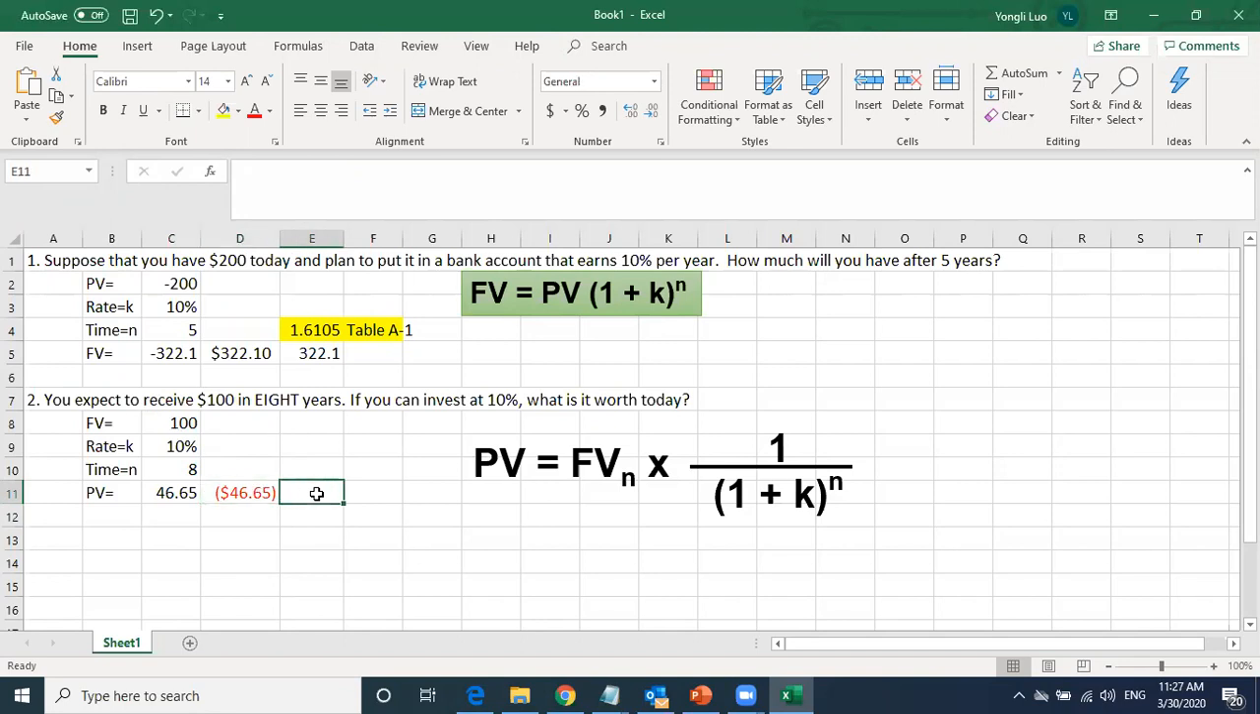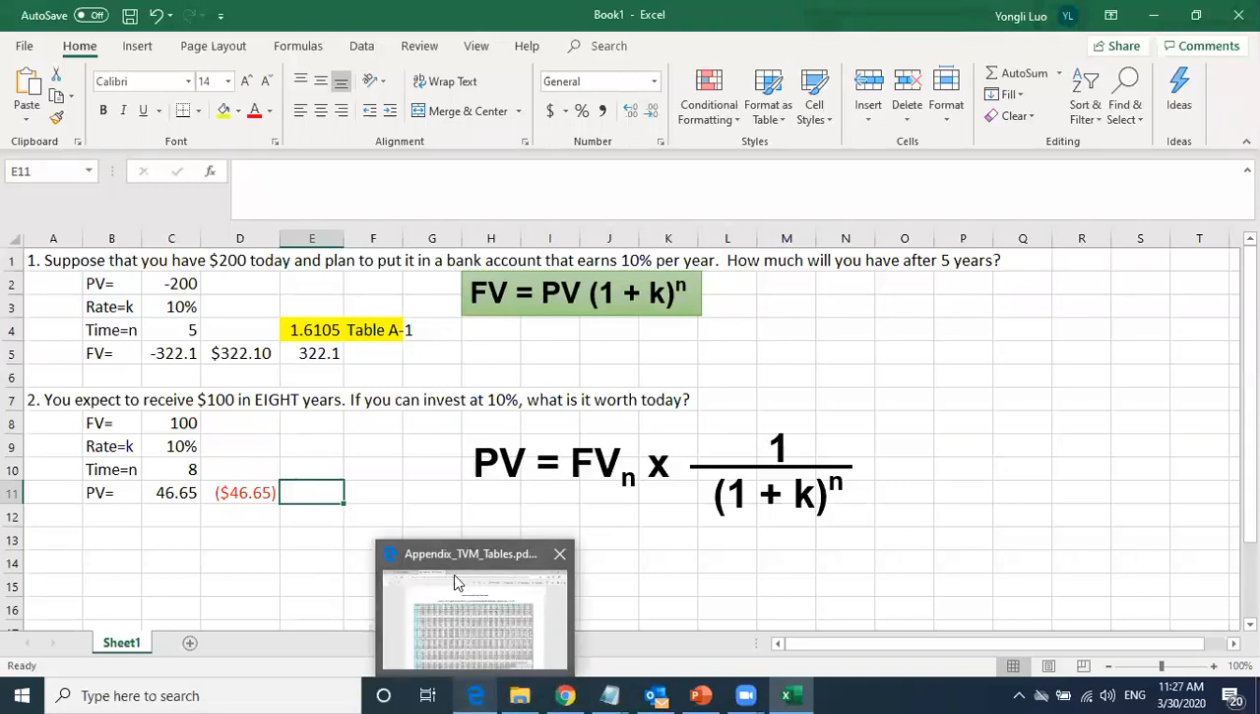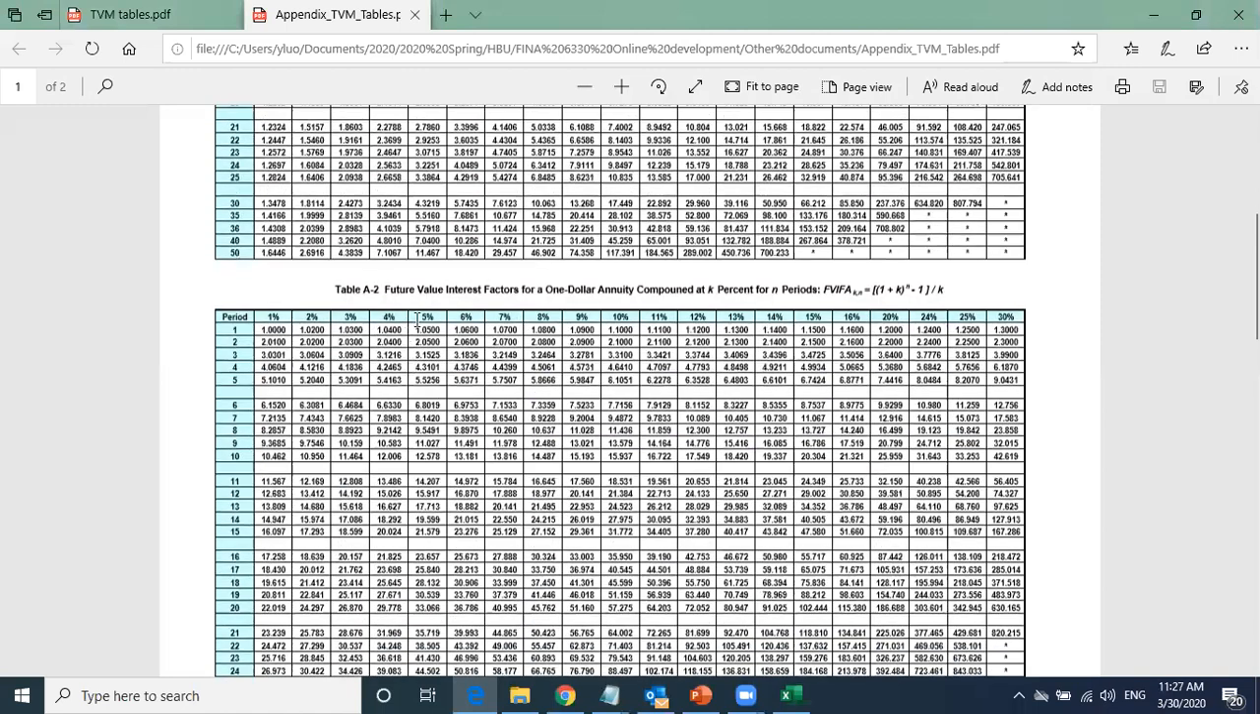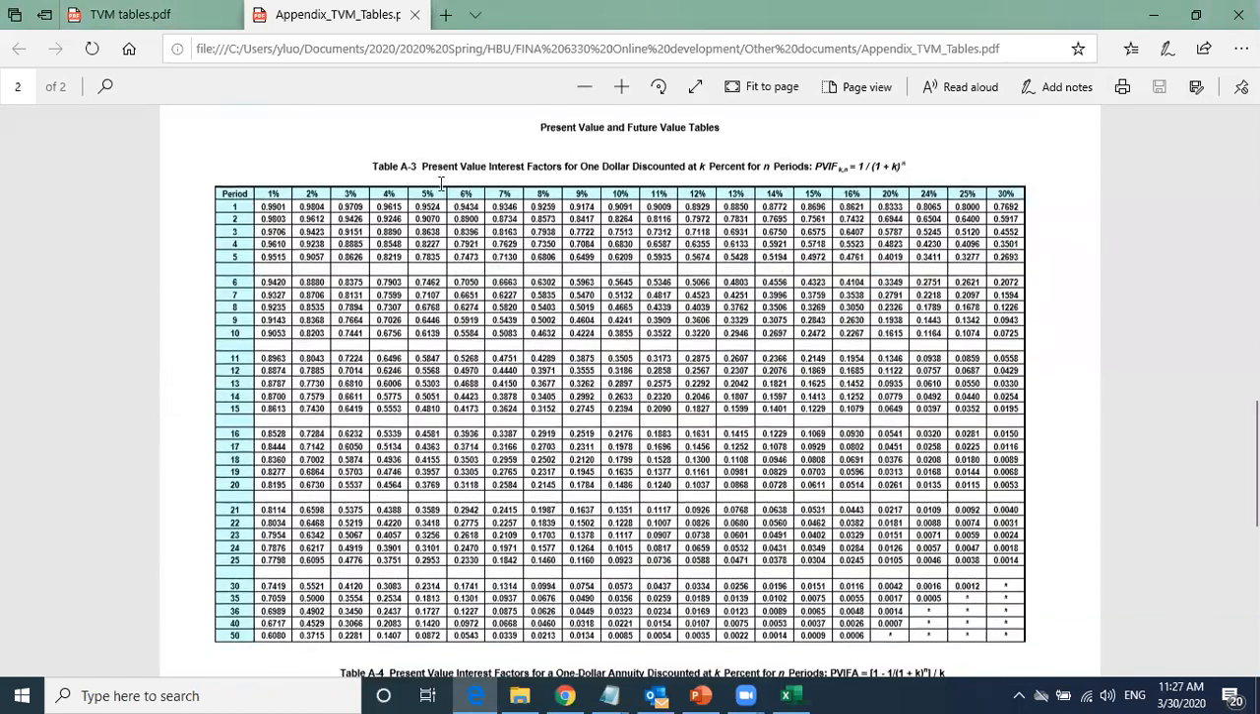Now we look at the time value of money appendix table. So we have this table. This time we're using A1, which is for future value, right? We have another table, A2 and A3. A2 is for annuity. A3 is the present value of only $1, a single amount. So we're using table A3. Remember this is a 10% interest rate.